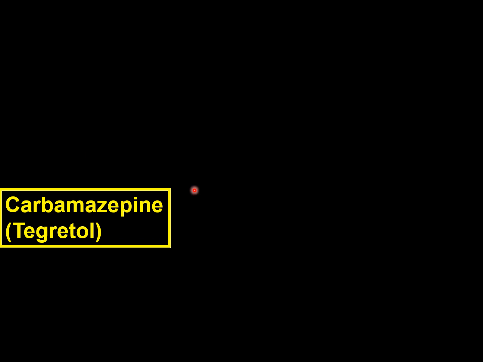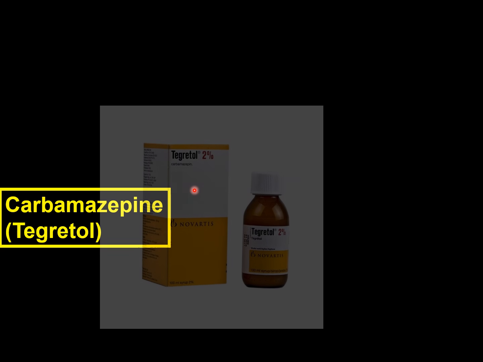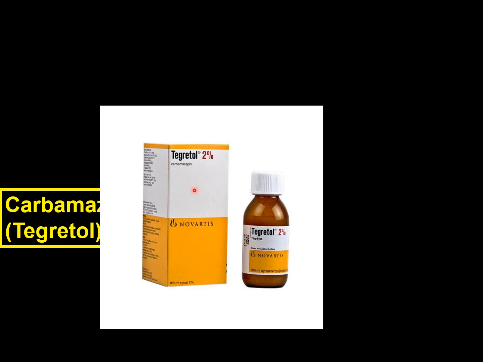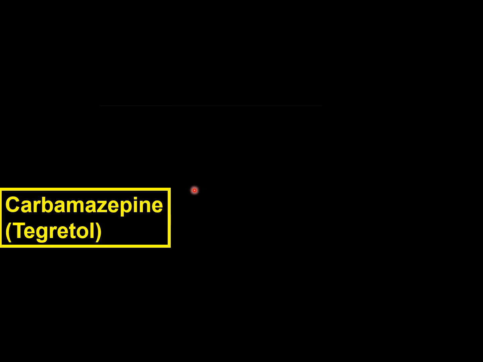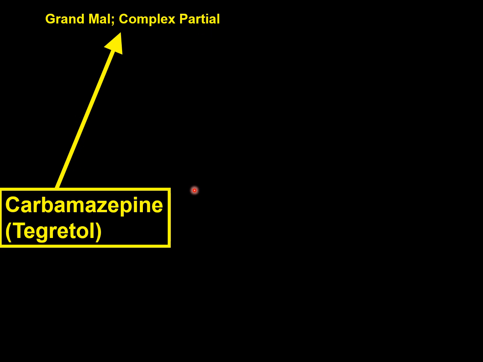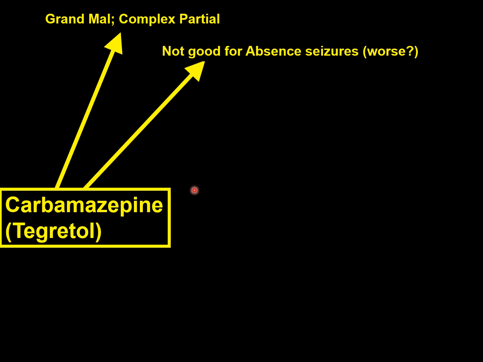Now let's talk about carbamazepine, whose trade name is Tegretol. It's a very well-known medication, and similar to phenytoin, it is effective against grand mal and complex partial seizures. For patients who suffer from absence seizures, it is contraindicated, as some reports indicate it may worsen the condition of absence seizures.